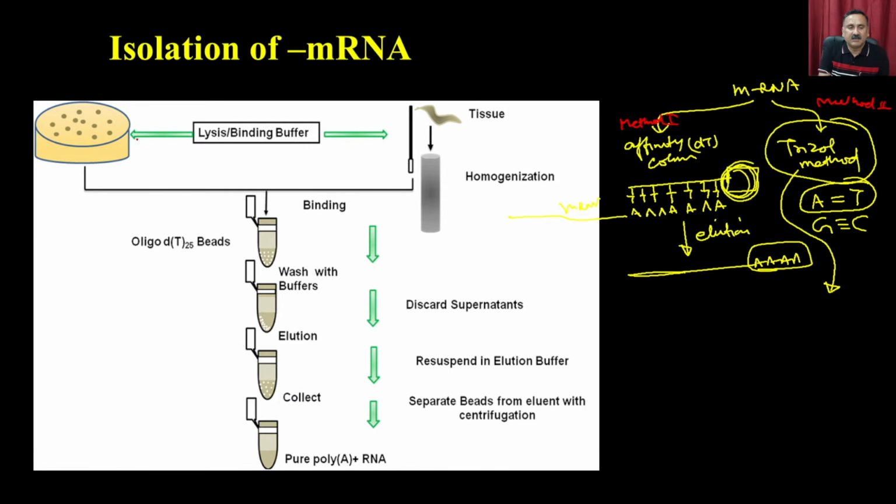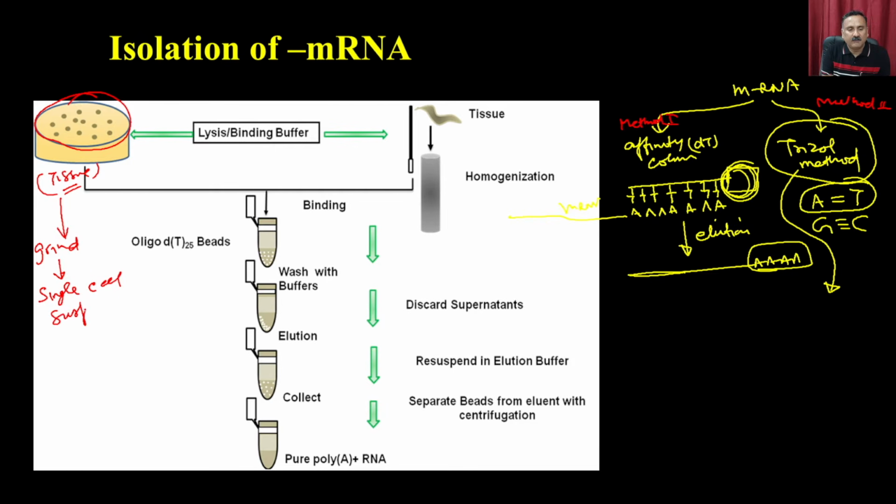So for the first method, what you are going to do is grow the cells. These are the target cells. You can also have tissue, depending on what kind of material you have. If it is a tissue, then you are going to grind the tissue so that it gives you a single cell suspension.